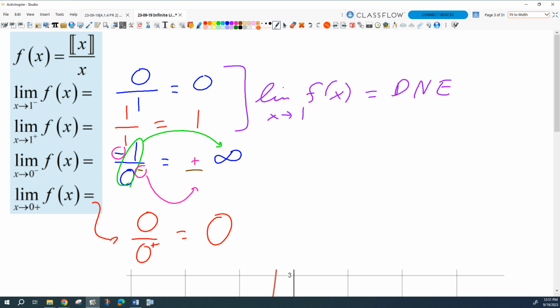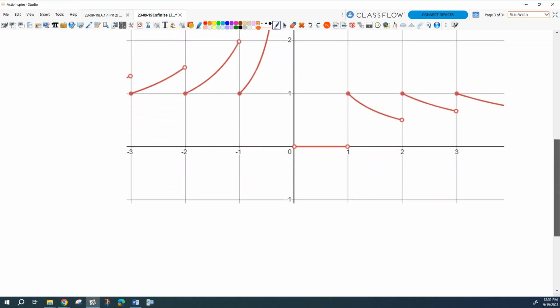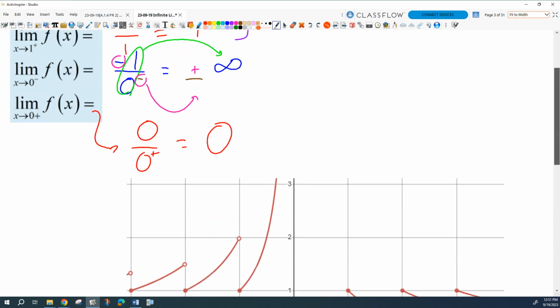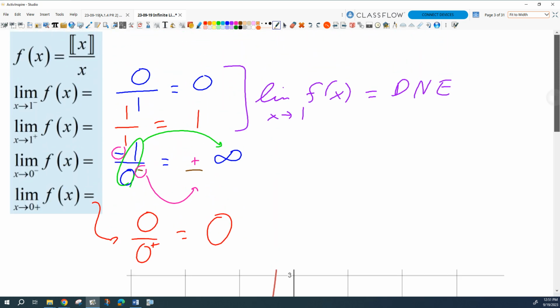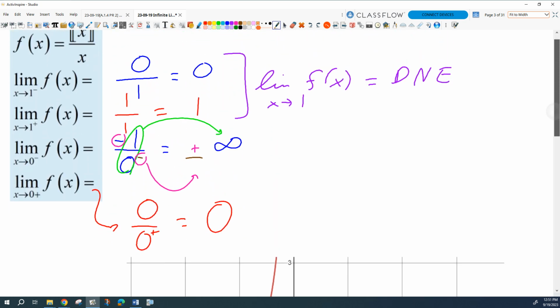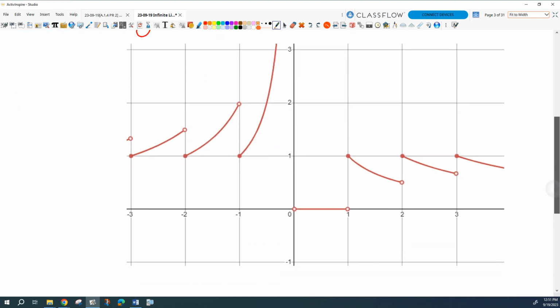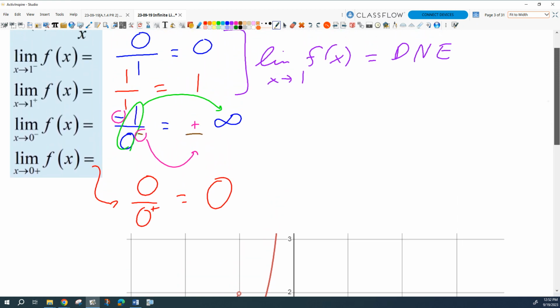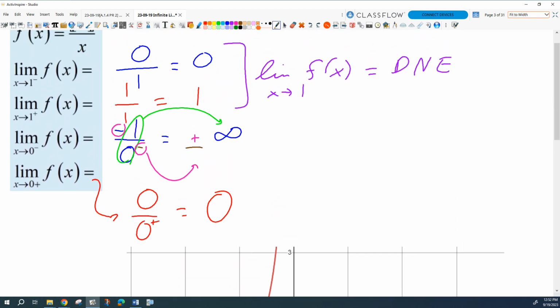Let's just make sure that this all is consistent with what the graph looks like. Okay, well, it is, right? Let's look at this. As we approach 1 from the left, we got 0. As we approach 1 from the left, the ant thinks he's stepping on a y value of 0. As we approached 1 from the right, we got 1.